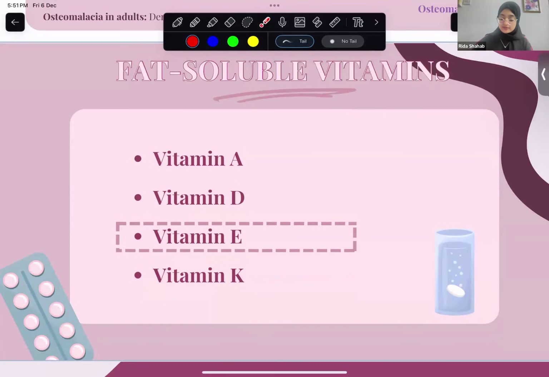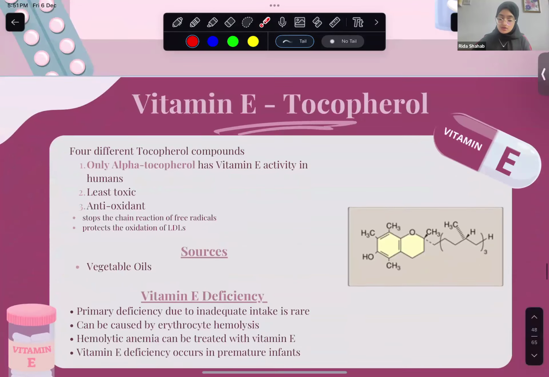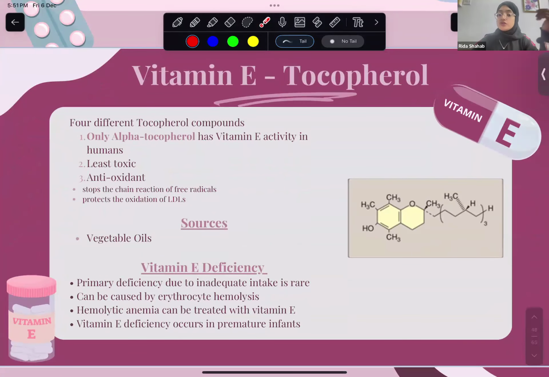Okay, now let's go to vitamin E. Vitamin E is also called tocopherol, and there are four different types of tocopherol compounds. However, only alpha tocopherol has vitamin E activity in humans. It's the least toxic, and it's also an antioxidant. It stops the reaction of free radicals as well as protects against the oxidation of LDLs.